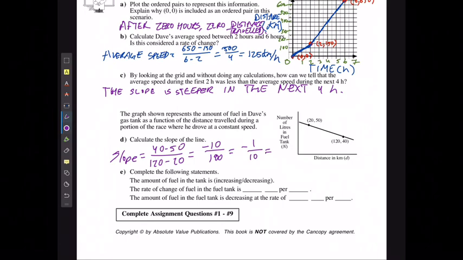If I'm doing it based on the units, I would actually divide this out and say negative 0.1. The amount of fuel in the tank is decreasing. The rate of change of the fuel is going to be negative 0.1 liters per kilometer. The amount of fuel in the tank is decreasing at a rate of 0.1 liters per kilometer.